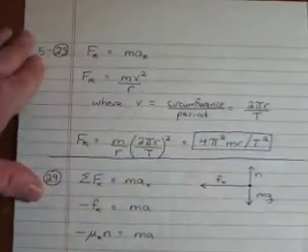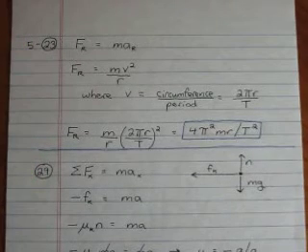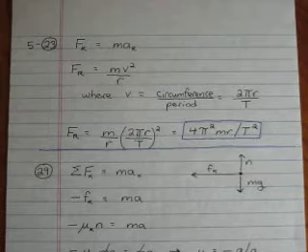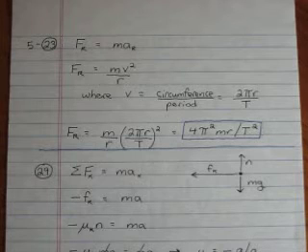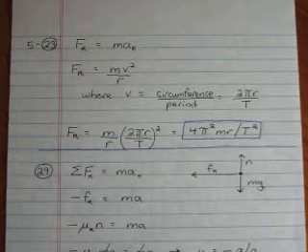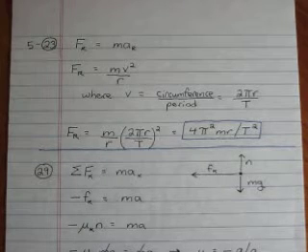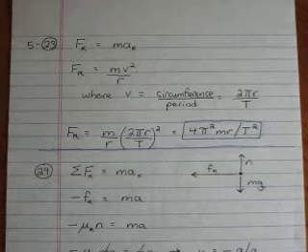Number 23, circular motion. Show that the force needed to keep a mass in a circular path of radius r with period T is the expression given in the book. So you follow from F equals ma. Since radial acceleration is v squared over r, then radial force is mv squared over r.